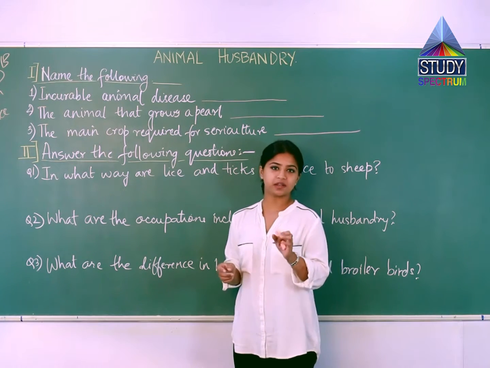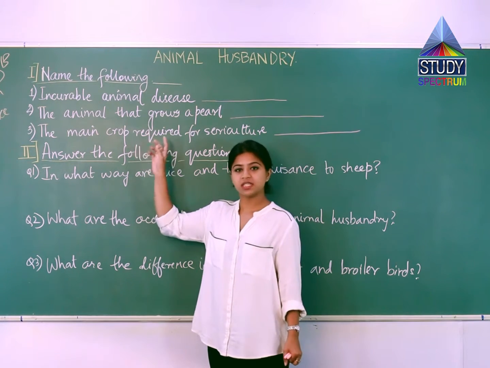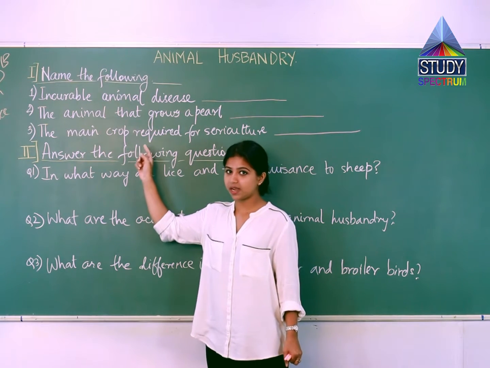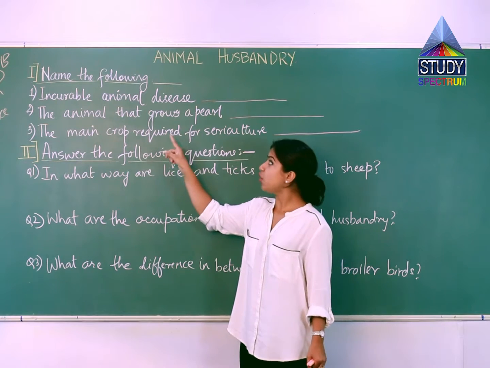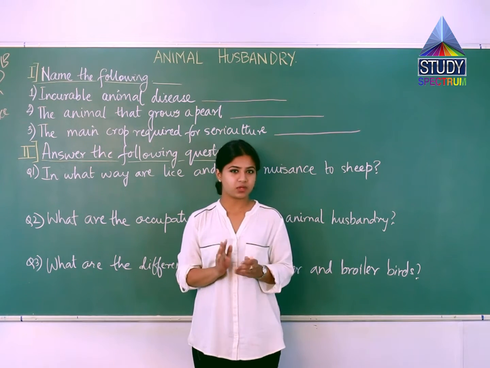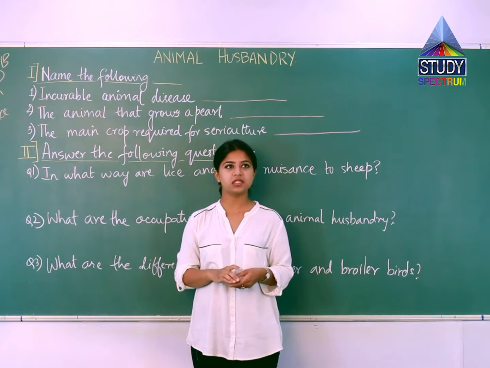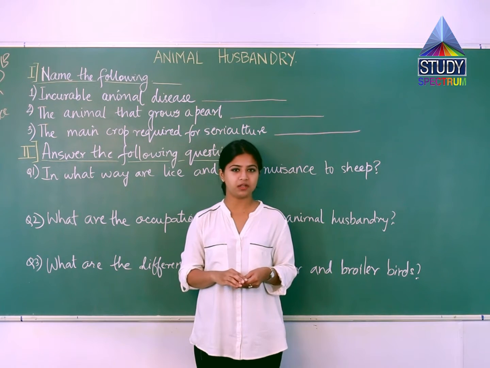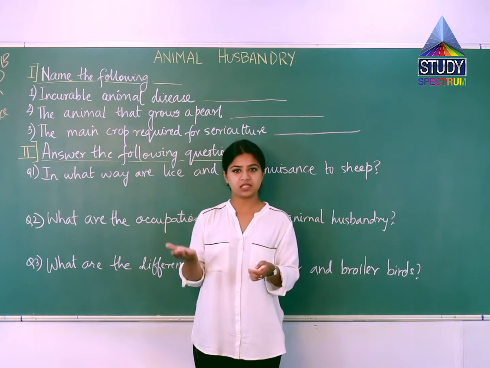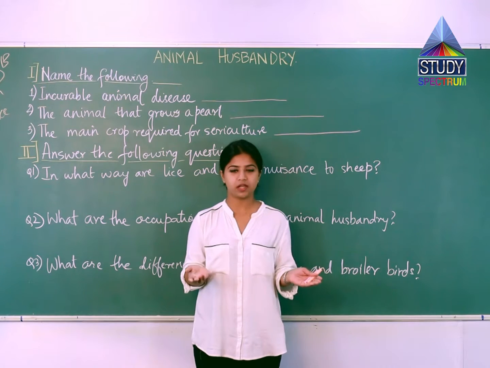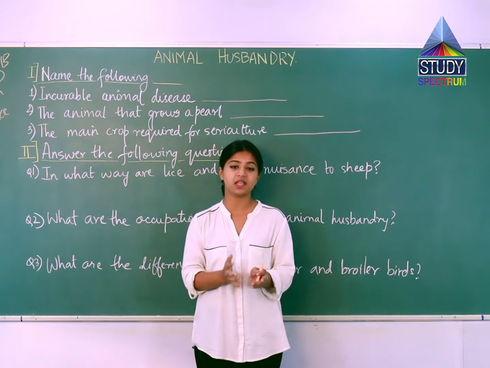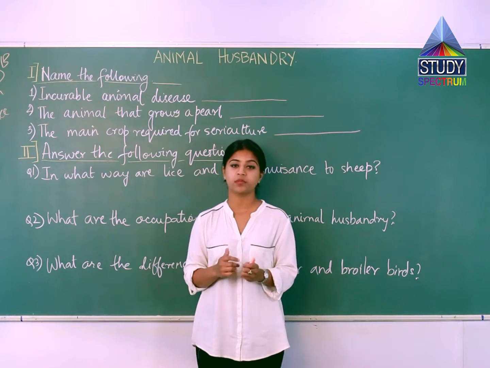Okay, so let's start. Over here the first section is name the following. So in that comes the first question, that is the incurable animal disease. Just try remembering, where was this? Was this in the health of the animals part? Yes, it was, of course. As the name suggests, disease is related to health. This is how you can learn better actually, by just relating 2-3 things and understanding the connection.